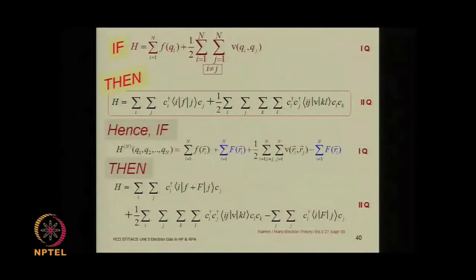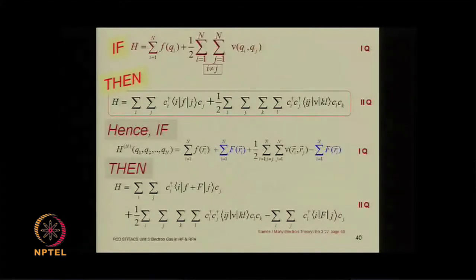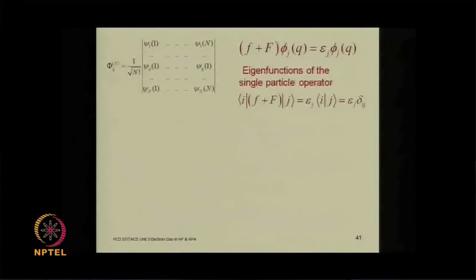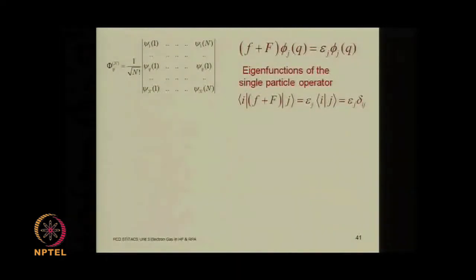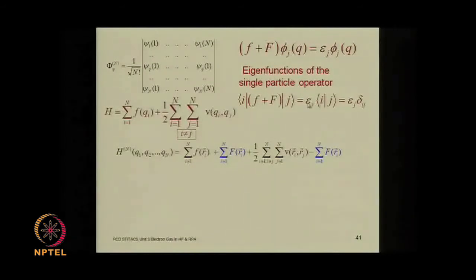So, now we just exploit the analogy and write this Hamiltonian in the second quantization form in a very neat and very quick manner. You will remember that we made use of the eigenfunctions of the single particle operator to have these determinantal eigenfunctions, and now we are adding and subtracting this capital F; adding it here and subtracting it here.